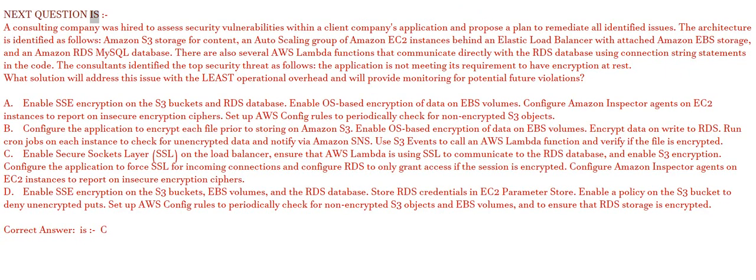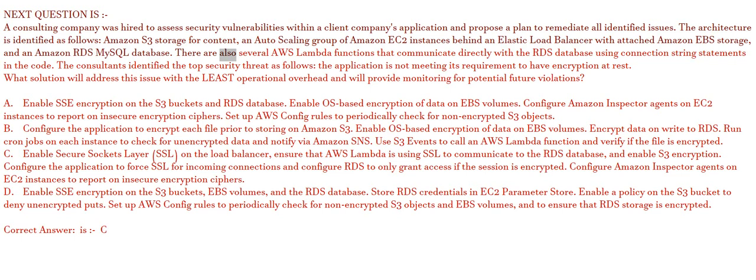Next question is: a consulting company was hired to assess security vulnerabilities within a client company's application and propose a plan to remediate all identified issues. The architecture is identified as follows: Amazon S3 storage for content, an auto-scaling group of Amazon EC2 instances behind an elastic load balancer with attached Amazon EBS storage, and an Amazon RDS MySQL database.